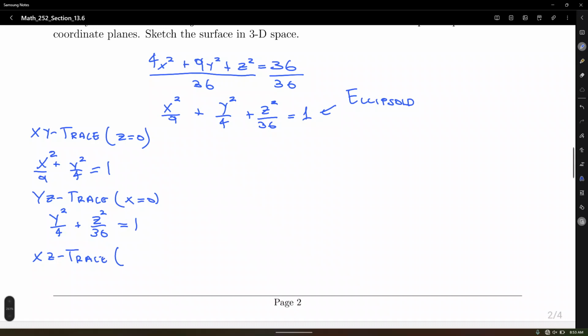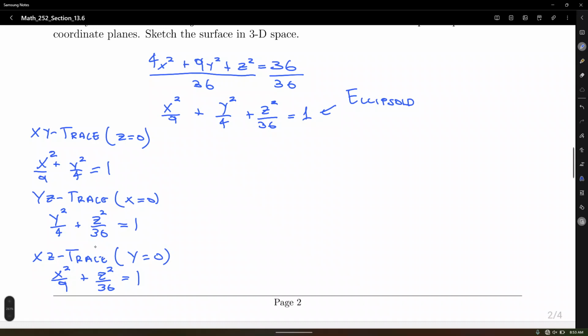Y is missing in the name of the trace, so that means we make y equals 0. That gives us x squared over 9 plus z squared over 36 equals 1. Okay, let's forget about the surface in space. Let's talk about the traces and identify the corresponding conic sections, since these are only equations in 2 variables.